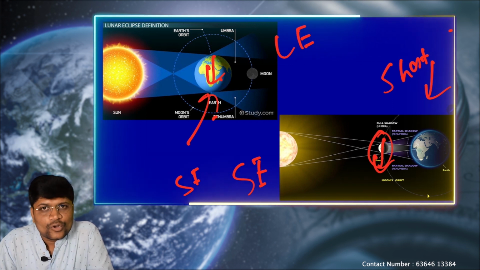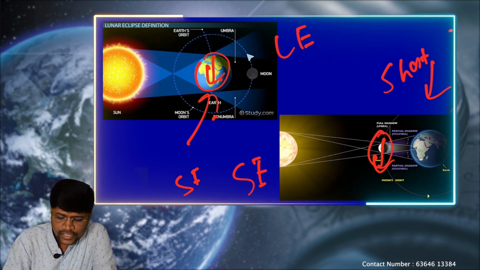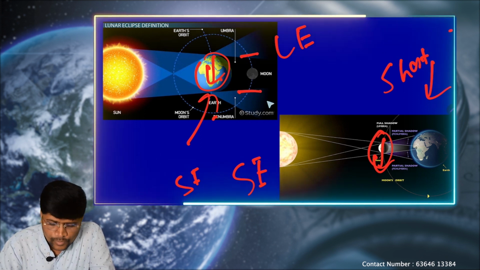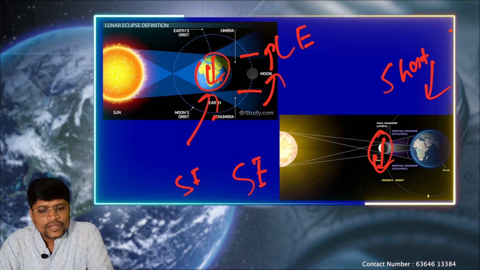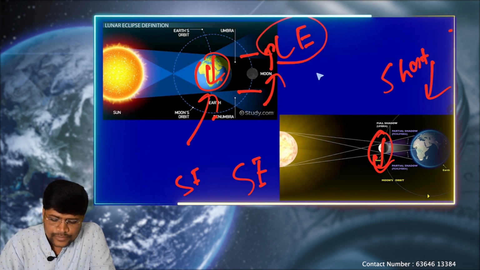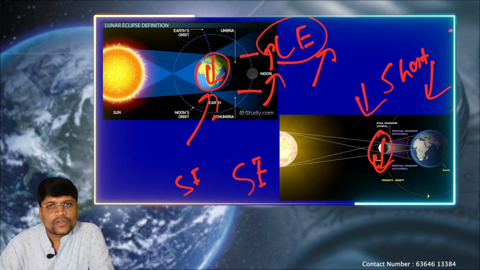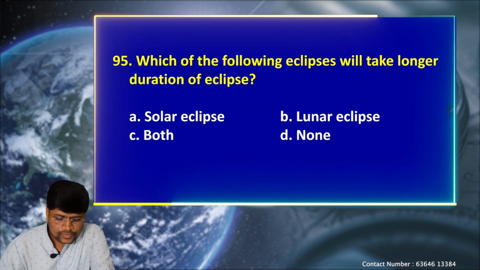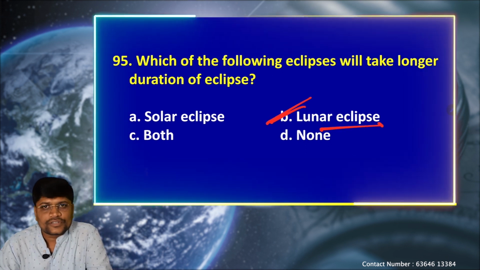But in the case of the lunar eclipse, when compared to the moon, the earth's shadow falls over a very large area. So the moon will take a very long duration to cross this shadow zone. In that case, we can say the lunar eclipse will take the longer duration, whereas the solar eclipse will take a very short duration. So the option is lunar eclipse will take longer duration to complete.